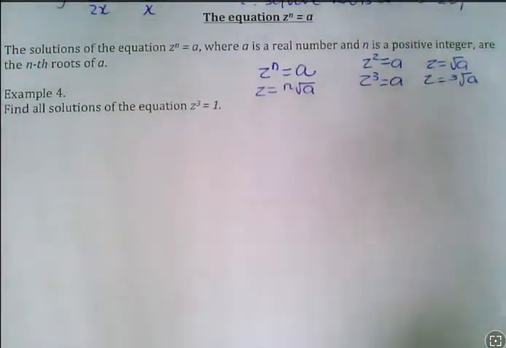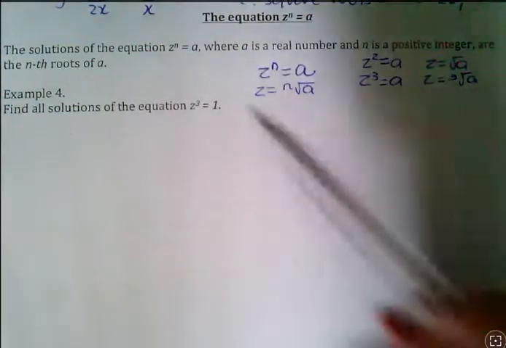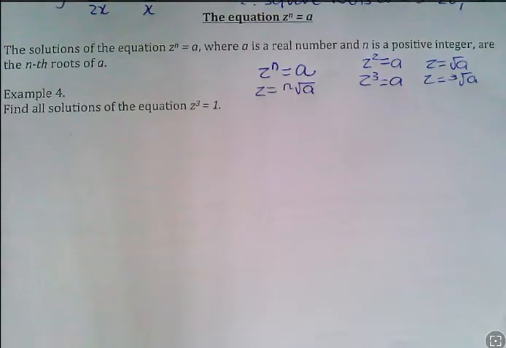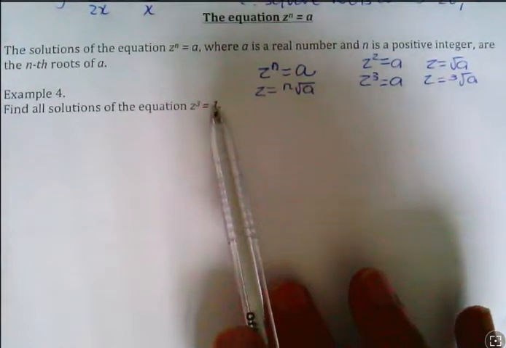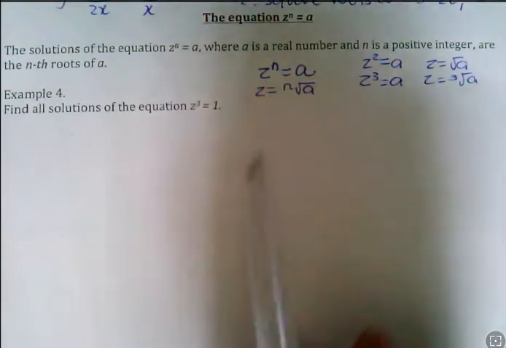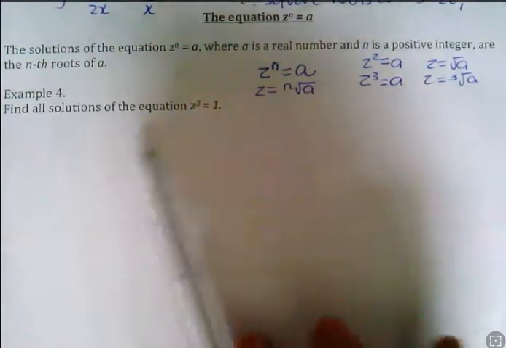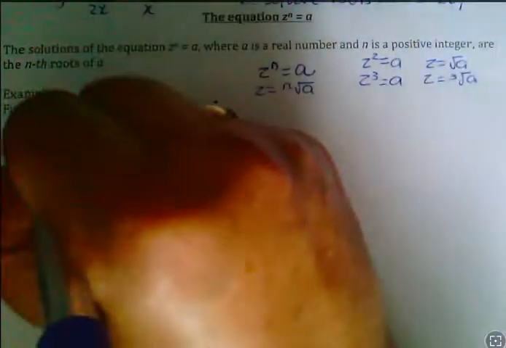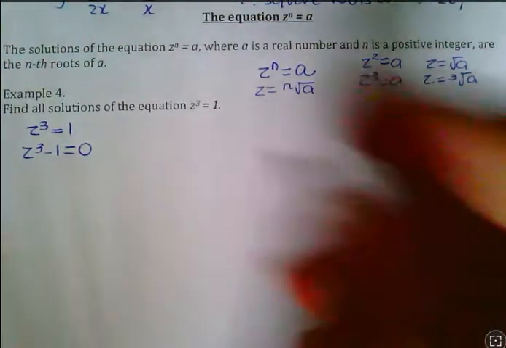Now, last year in complex numbers, we used the method where we used de Moivre's theorem, and we represented z cubed as r cubed cis 3 theta and 1 as 1 cis 0, and then we equated the moduli and the arguments. We're not going to do that this time. So I've got z cubed equals 1. So therefore z cubed minus 1 equals 0. So we're going to solve this as a polynomial equation.